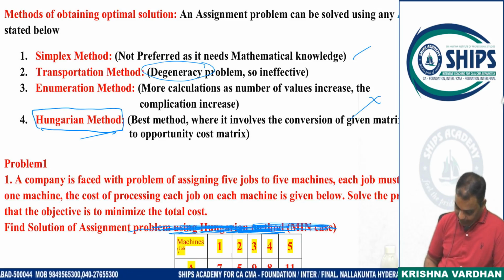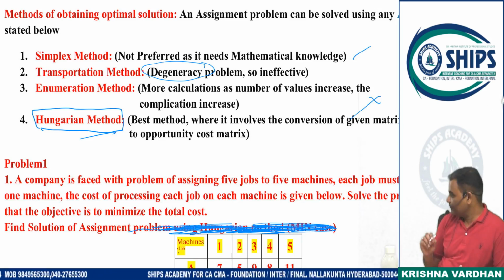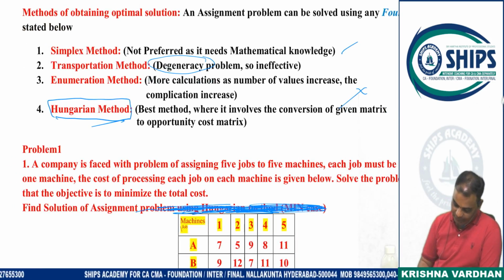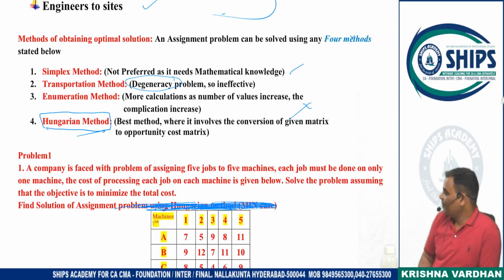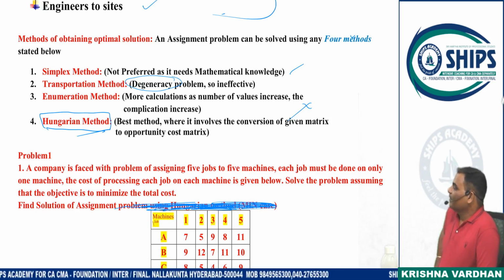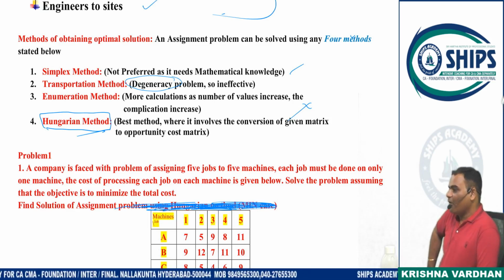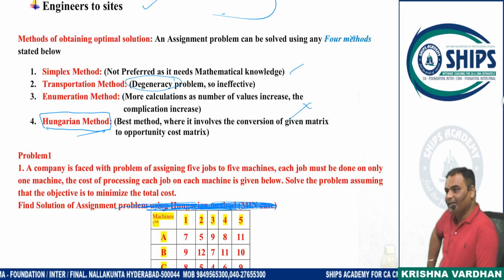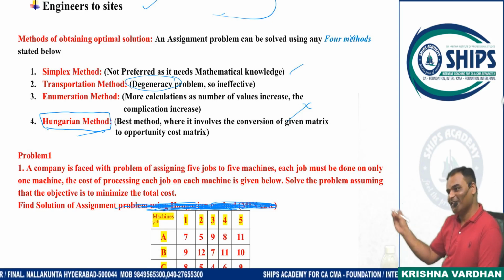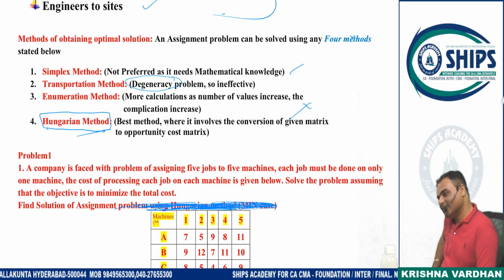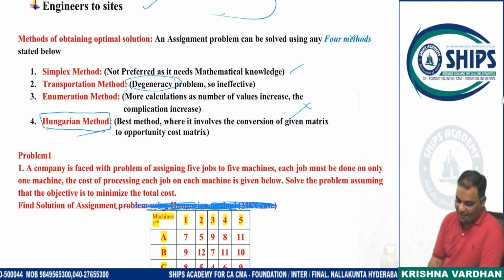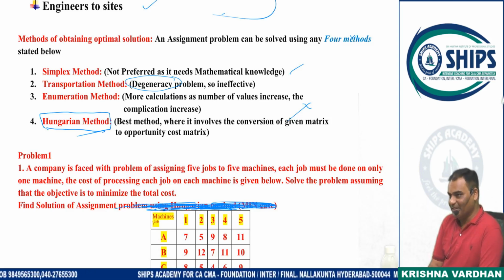Finish? Okay. Now what we'll do, students, just look at problem number 1. Read it once. There's a company which is faced with a problem of assigning. In the exam, the moment you see the word assigning or allocation, straight away it is what problem? Assignment problem, not Hungarian. Hungarian, that comes next. Assigning 5 jobs to 5 machines.